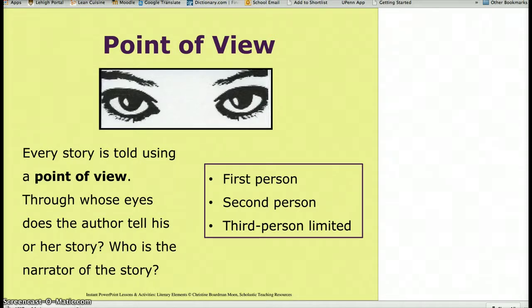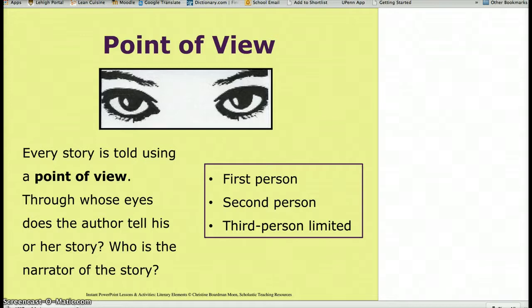Another word or phrase for verb persons is point of view. In English, every story is told using a point of view. It has to come from somewhere, right? A first person point of view means that the author is talking about themselves, their own experiences, their own point of view. There's only one person involved in that. So first person means one person involved in that whole thing.